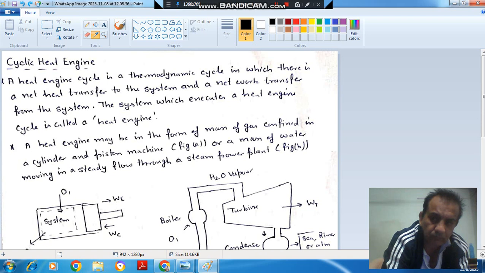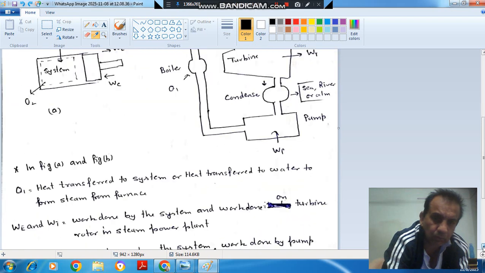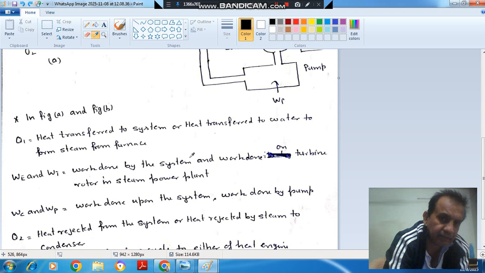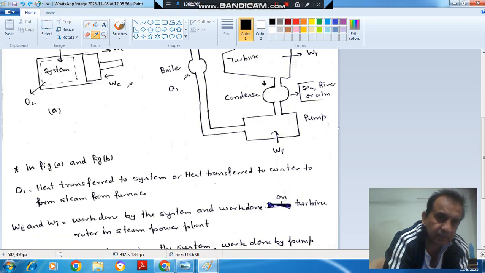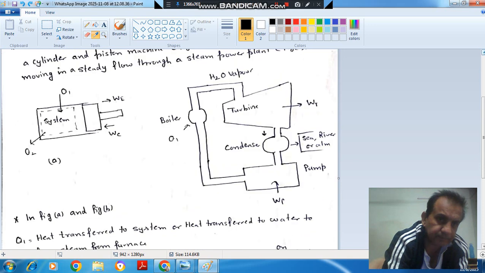Suppose Q1 is the heat transfer to the system. Here it is transferred to the system or to the gas in case of internal combustion type of cyclic engine, or heat transfer to the water. This is your Q1.